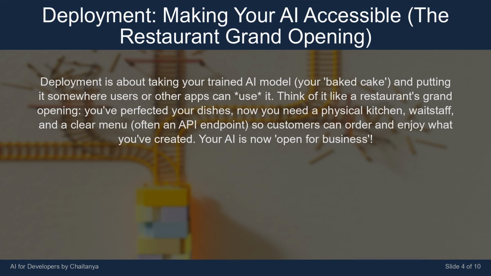Deployment is about taking your trained AI model, your baked cake, and putting it somewhere users or other apps can use it. Think of it like a restaurant's grand opening. You've perfected your dishes. Now you need a physical kitchen, waitstaff, and a clear menu, often an API endpoint, so customers can order and enjoy what you've created. Your AI is now open for business.